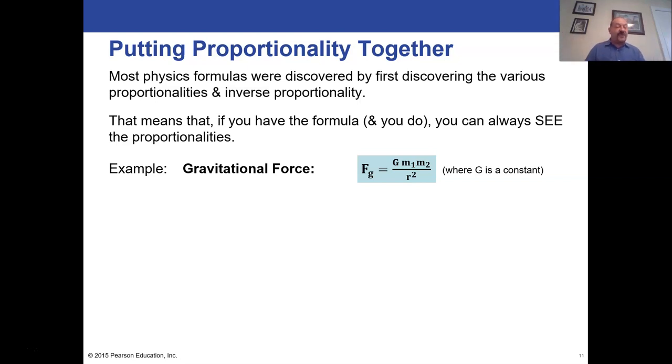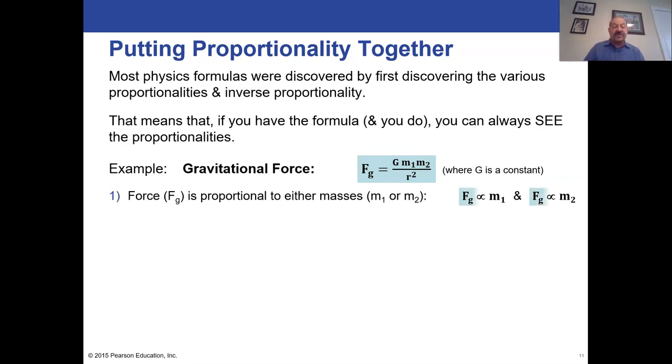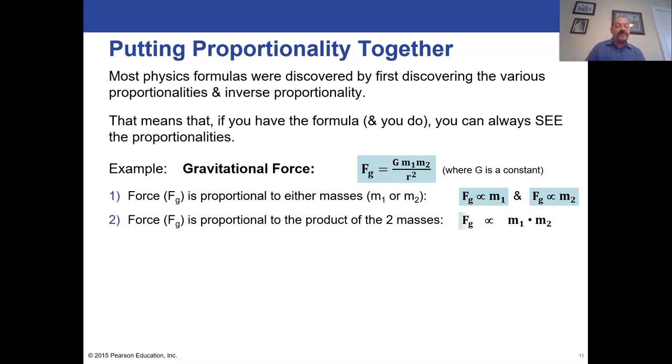So if you look at this formula, you've got the force on the left, and on the right side, you've got the two masses in the numerator on the top, and you've got the distance squared on the bottom. So what does this mean? It means the force of gravity is proportional to either one of the masses. So if I change one of the masses, the force will change in the same way. If I change the other mass, the force will change in the same way. But it's also proportional to the product of the masses, excuse me. It's proportional to m1 times m2.